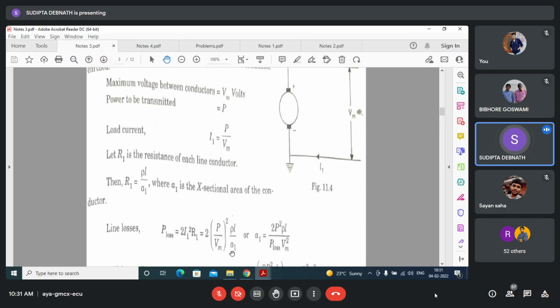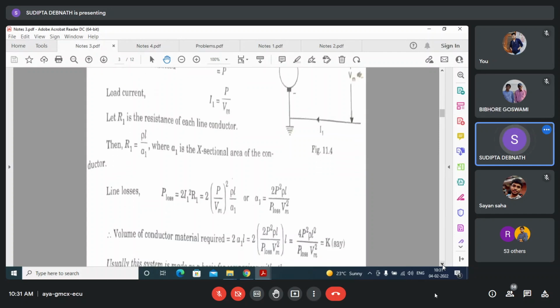Now you see, we can express A1 in terms of P loss, P, rho, L, Vm, and all are constants. We have considered all these things constant, P, L, P loss, Vm, and rho is also, of course, constant. We'll consider the same material. So due to the cross-sectional area, we are getting this one.